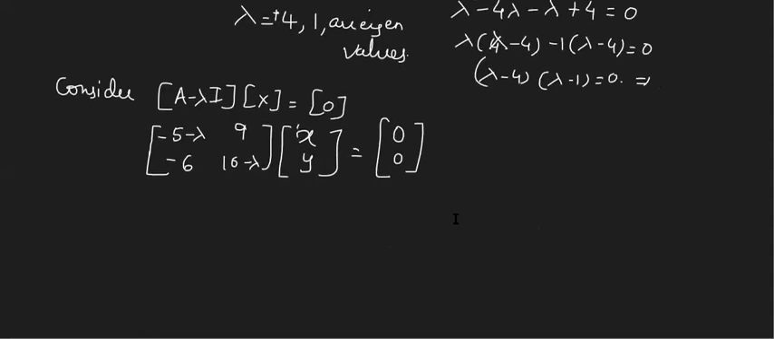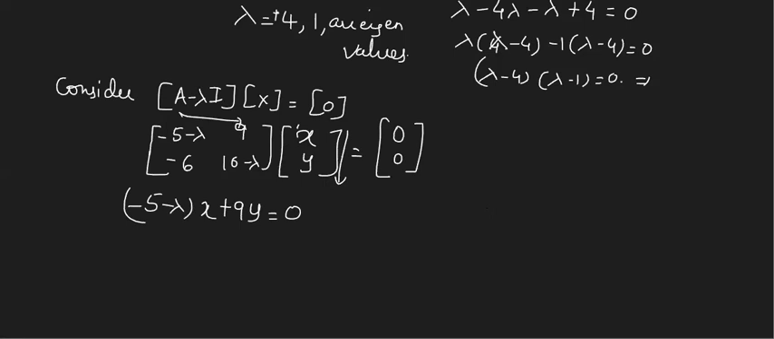Are you getting it? Now, how do we multiply 2 matrices? Row into column. Let us apply that. Multiply and tell me what you'll get. This is -5 minus lambda into X, then 9 into Y, plus 9Y is equal to the first element, which is 0.